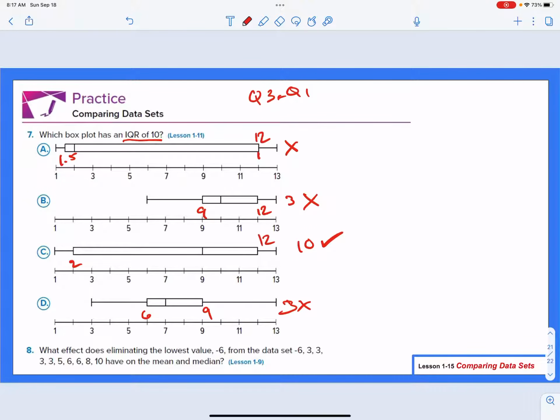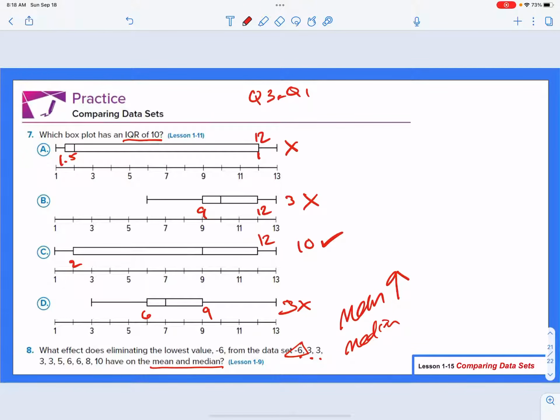And finally, number 8, what effect does eliminating the lowest value, -6, from the data set have on the mean and the median? So if I get rid of the 6 and make that go away, what is going to happen? Now, I think they want you to figure it out mathematically and do some math on it. But in general, what will we say? I'm going to say that in general, the mean is going to increase because I got rid of a small number. And for the median, I can look at that one.